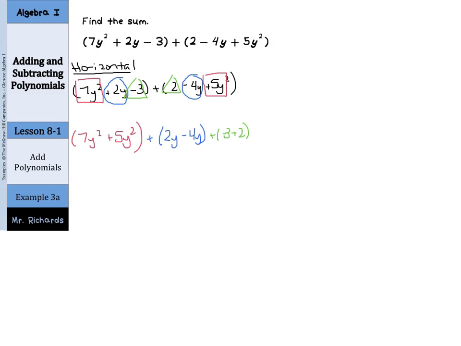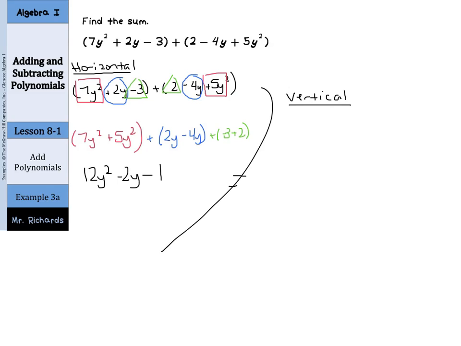And now that the terms are grouped, we can add. 12y squared minus 2y minus 1. Now the second method, as already mentioned, is the vertical method.